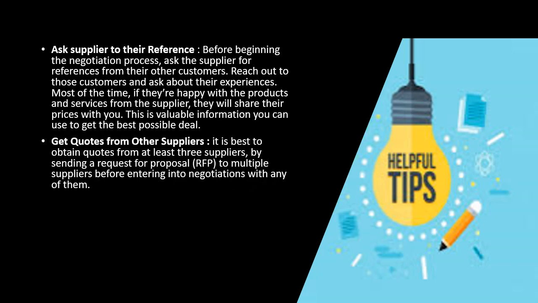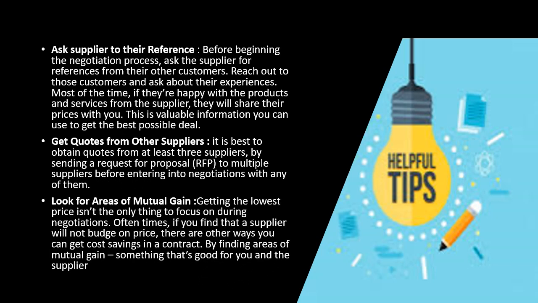Next point says get quotes from other suppliers. Suppose you want to buy a printer, then you have to take quotes from different vendors, or 2 to 3 vendors, or you can say multiple vendors. In those multiple vendors you will get different prices, so you can also evaluate how the negotiation can be done.